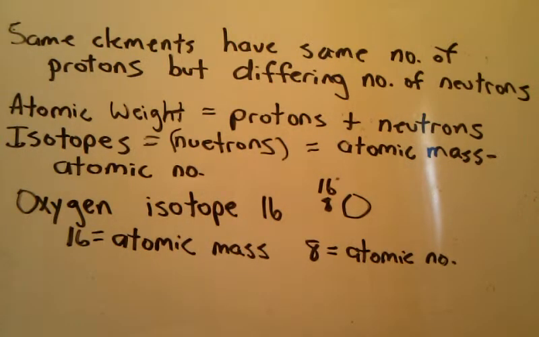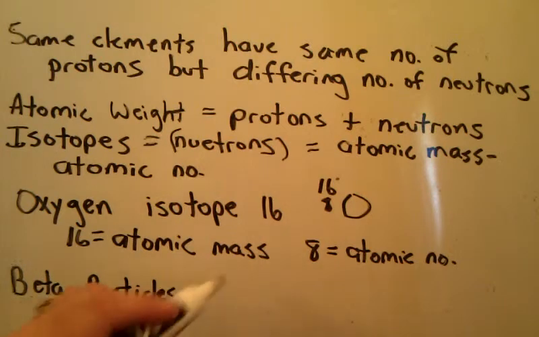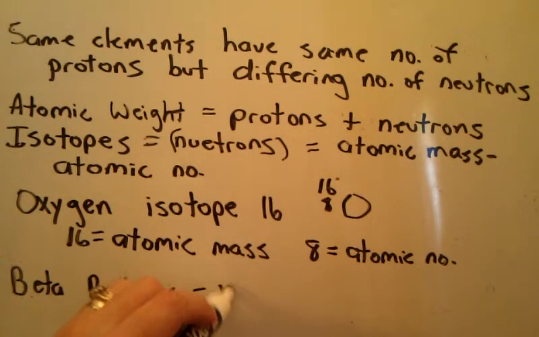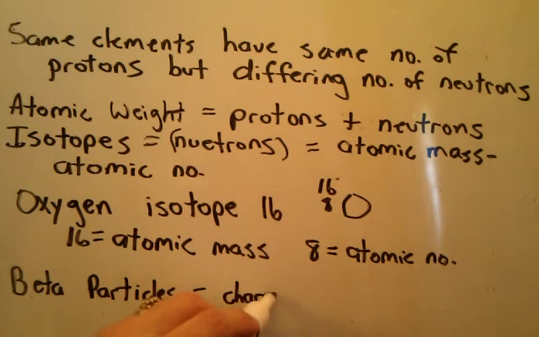Okay? Let's talk about beta particles. Beta particles are negative particles with a negative charge. I'm going to put a minus for negative charge. They're found to be identical to the electrons that are in the outer paths of the atom. The only difference is that beta particles are high in energy and occur as a result of nuclear decay.